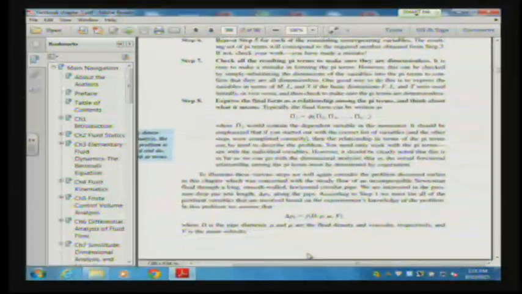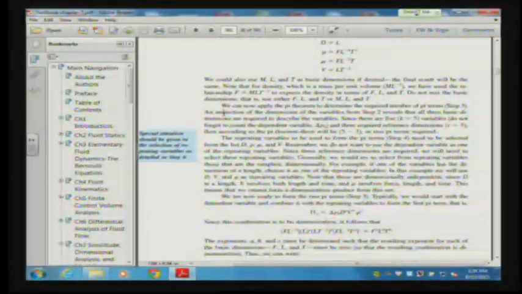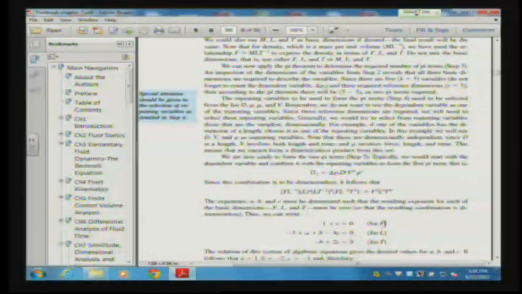This is how we did it, and the work here on pages 390 and 391 is basically the work that we just did on the Vodcast. All right, now this is where they lay it out, where they take the dimensions, either FLT or MLT, and make sure that everything adds up to 0.